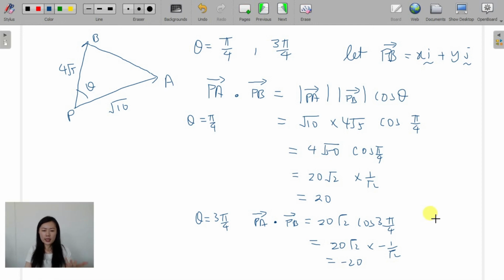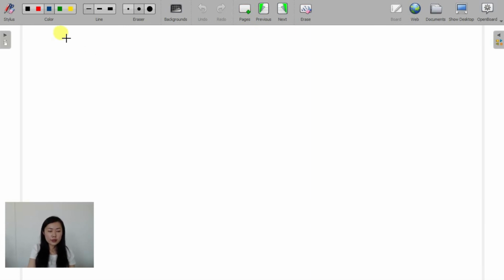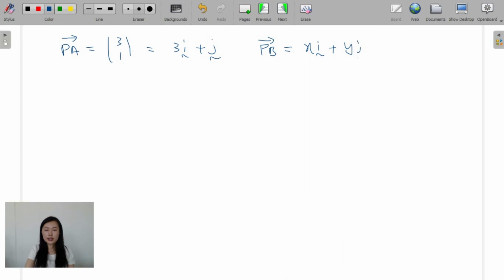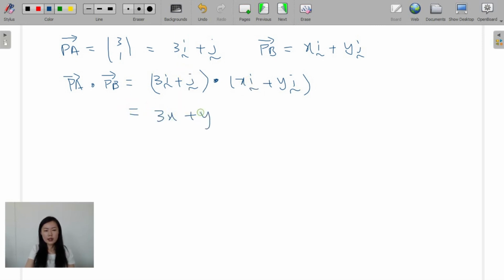Then what do we do? Okay, well, what's another way of doing the dot product? Another way of doing the dot product is in the component form. So PA was 3, 1, which is 3i plus j. Okay, PB is xi plus yj. Okay, so another way of doing the dot product is to do it in the component form, which is also super simple. So x times 3, 1 times y, that's it, that's the dot product.